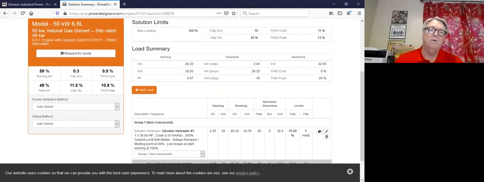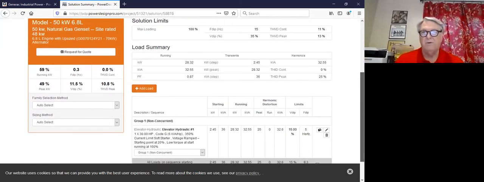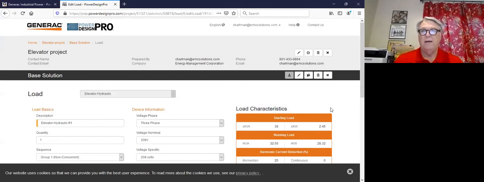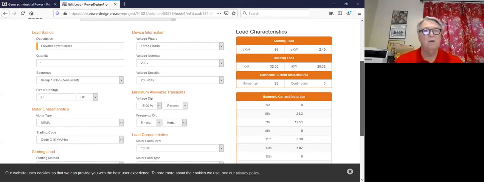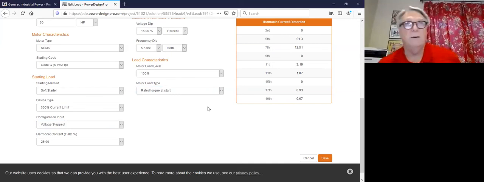I'm going to be okay with that because it's just for a fraction of a second, or maybe a second, while you're starting that. And then there's a lot of other information in here. But now I'm going to go back. I'm going to use the little pencil, you'll notice over here, and that allows me to go back and change that load. And I'm going to change my voltage ramped to a voltage stepped. I would always use a voltage stepped, and since it's stepped, it's going to have full torque when it gets started. I would always use a voltage step on an elevator.